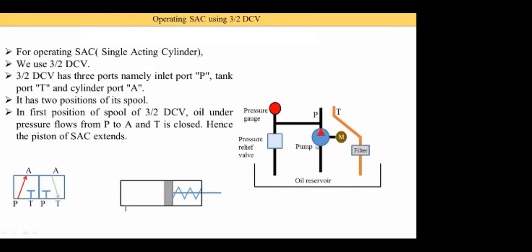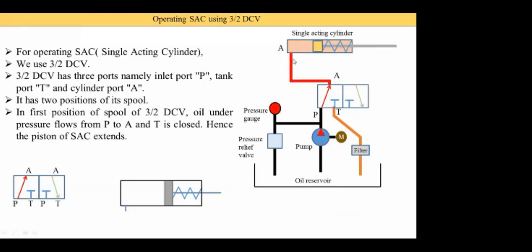Here you see this is the oil reservoir, this is the pump, and from the pump oil is supplied to the pressure port. This is the pressure gauge, pressure relief valve, and this is the return line. In the return line the filter is provided. Now we put this 3x2 directional control valve here. So here you see this 3x2 directional control valve is provided, and this is the first position, and this second square indicates the second position. Here it is the A port. And this is a single acting cylinder according to our theory, and we connect the single acting cylinder with this directional control valve. So here you see this is a one pipe connection that connects port A to the cylinder.